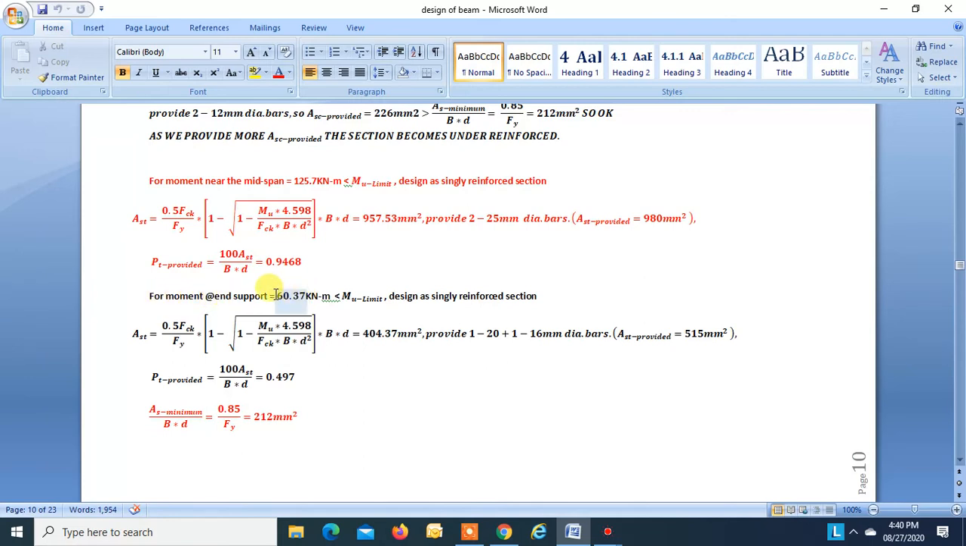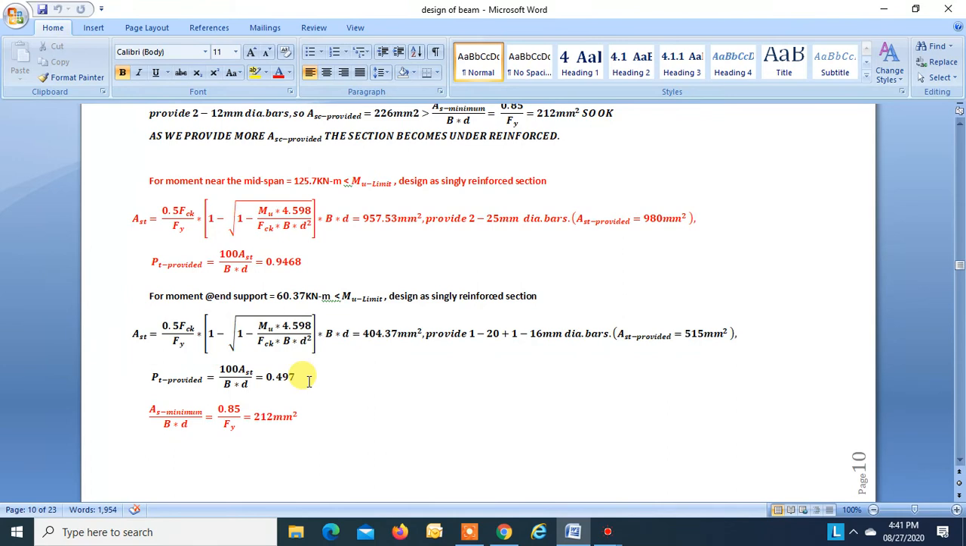Now finding steel for the moment at the support. This is the end support moment, less than Mu limit. So the design is singly under-reinforced. The steel required is found to be 404.37. We provide 1-20 plus 1-16 mm diameter bars, and the area of steel is 515, so greater than this, okay.